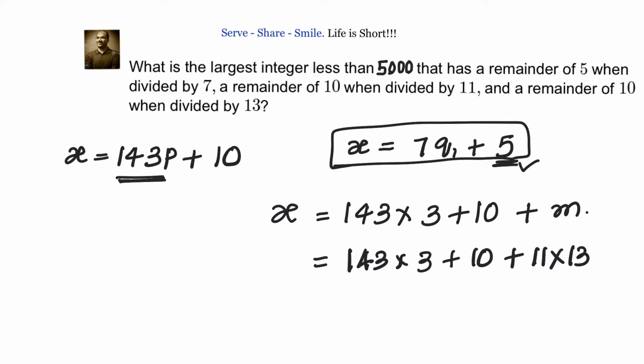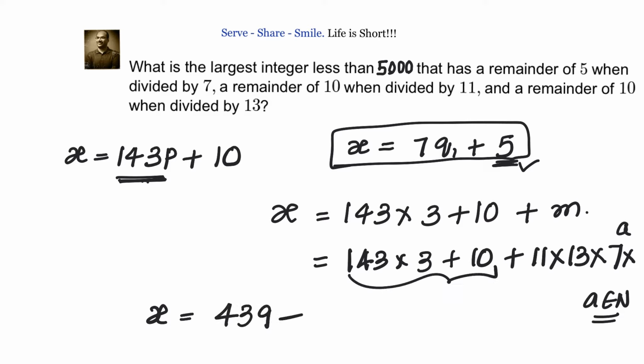be a multiple of 143, and if you don't want to leave any remainder when divided by 7, then it should be a multiple of 7 also, and that we need to multiply with some number, let us say a, where a is a natural number. That means my x will be 439, which is equal to this, plus 11 into 13 into 7, that is 1001, into a, where a is a natural number.